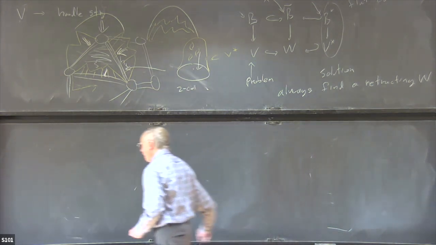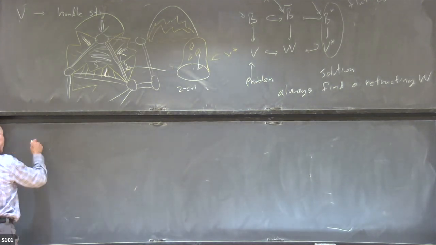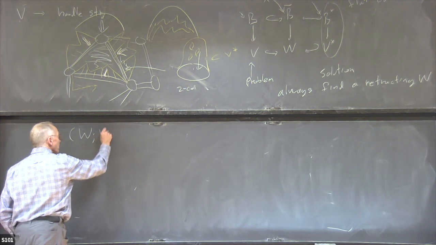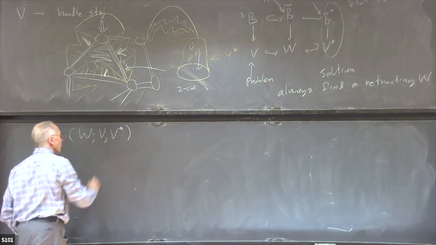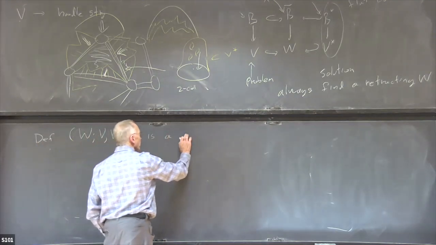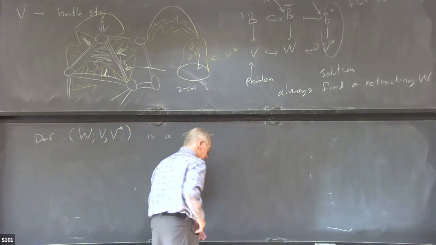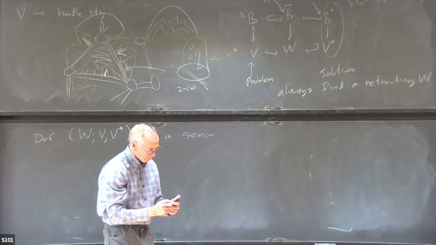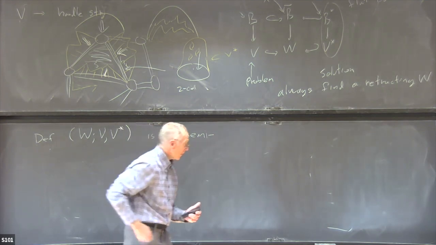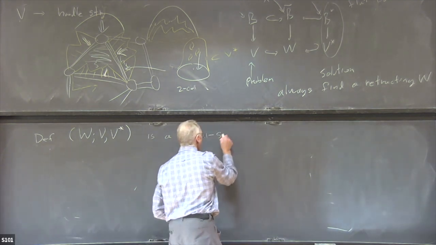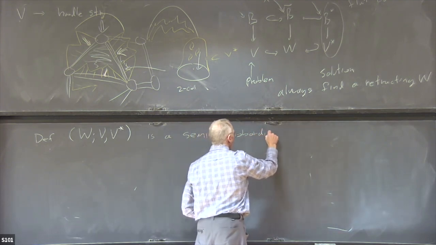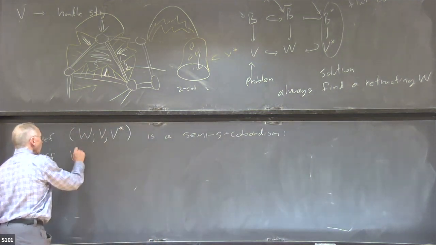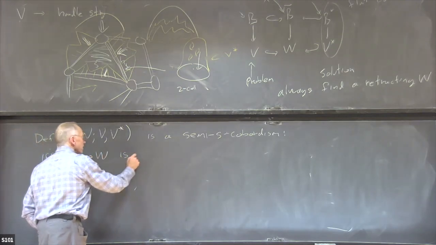So here's just the definition. We have W and two boundaries, which are the first one and the second one. They're not interchangeable. And we say this is a semi-s-cobordism if and only if the inclusion of V into W is a simple homotopy equivalence.